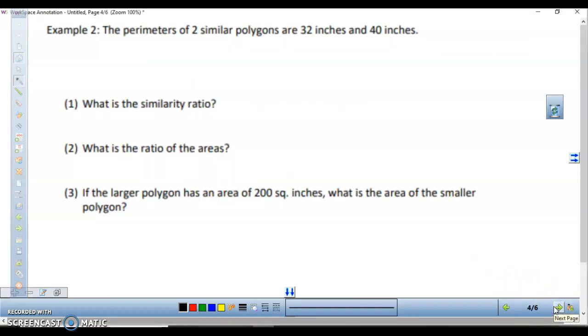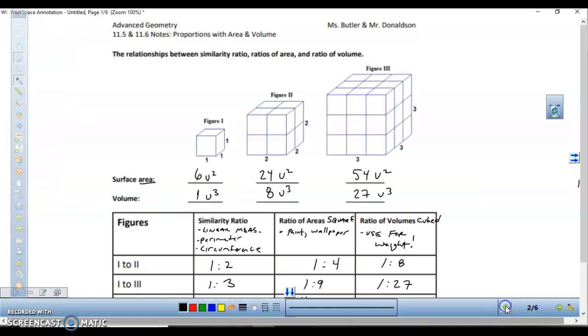So example 2, this time we're given the perimeters. Now remember what I just told you guys is that perimeter is a linear measurement. You can measure the perimeter of a polygon by using a tape measure. Because that is a linear measurement, that goes into my table as a similarity ratio. It's not areas, it's not volumes, it's linear measurements. And as we wrote on our little table earlier, linear measurements goes into our similarity ratio, and that's a perimeter.